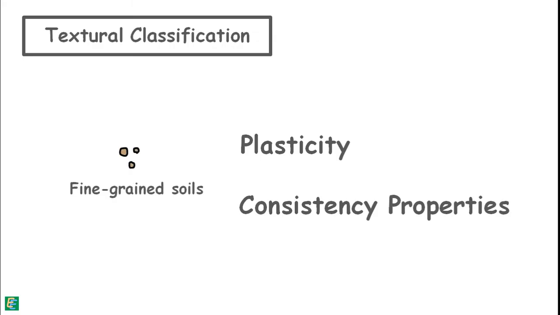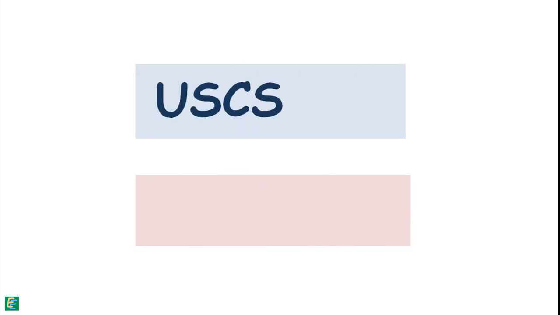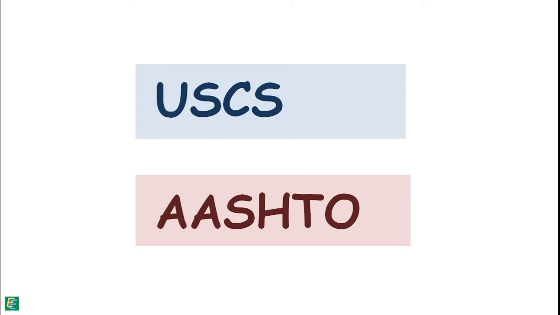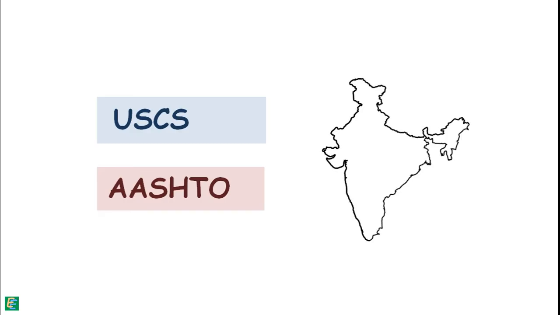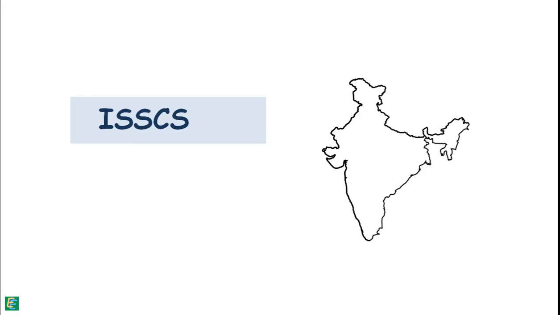Two classification systems, Unified Soil Classification System and AASHTO, are adopted by US engineering agencies and state departments. Other countries, including India, have also adopted the unified system with minor modifications.